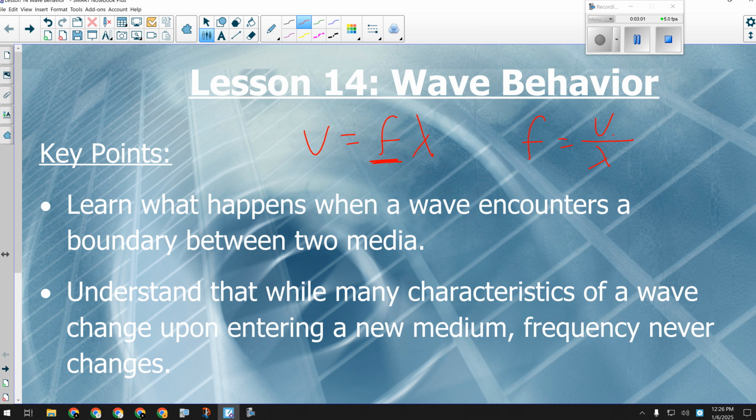So, we're going to look at what happens when a wave encounters a boundary between two media. More things than just speed and wavelength change. And understand that while many characteristics of a wave change, the frequency doesn't. We're up to what now? 50 times that I've said that? It's a lot. It's important for us to remember.